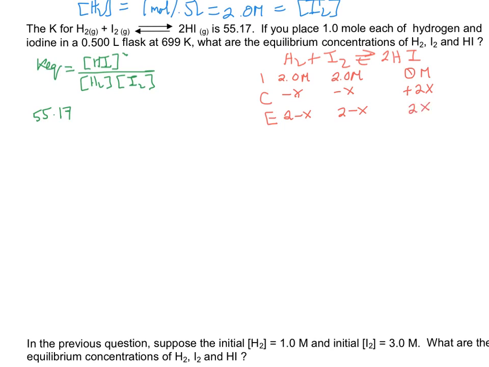So let's plug these back into our equilibrium expression. So our KEQ is 55.17. Our HI concentration is 2X, so that's 2X all squared. So that's really 4X squared, divided by 2 minus X times 2 minus X. I'm going to give you a minute to go ahead and plug it into your calculator to solve for X here.